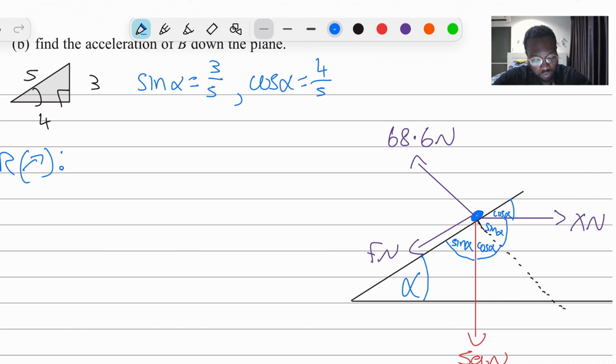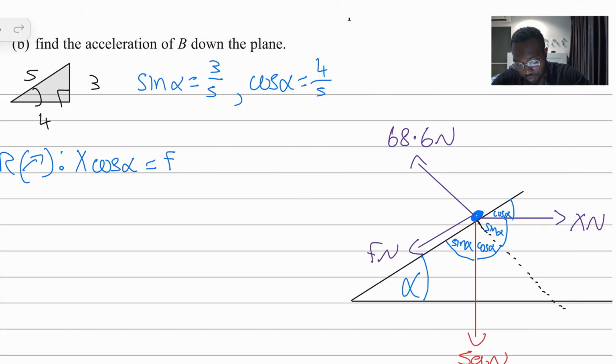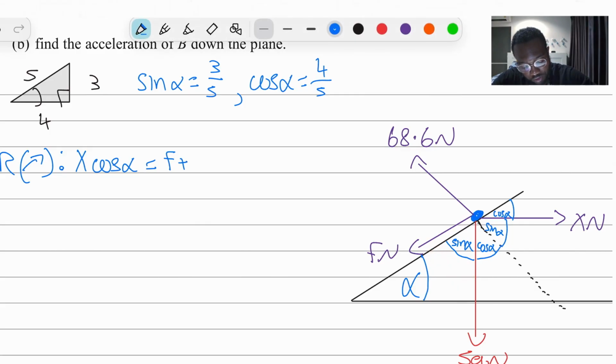So if we want to resolve in that direction, we know it's in equilibrium, so it's going to be X cos alpha, and that would equal, because we're in equilibrium, we don't have to worry about MA. Then look at the forces going in the opposite direction. Well, we have the F, so we'll just get F here. And then that 5G, that weight, is at an angle of sine alpha. So therefore it would be F plus 5G sine alpha.